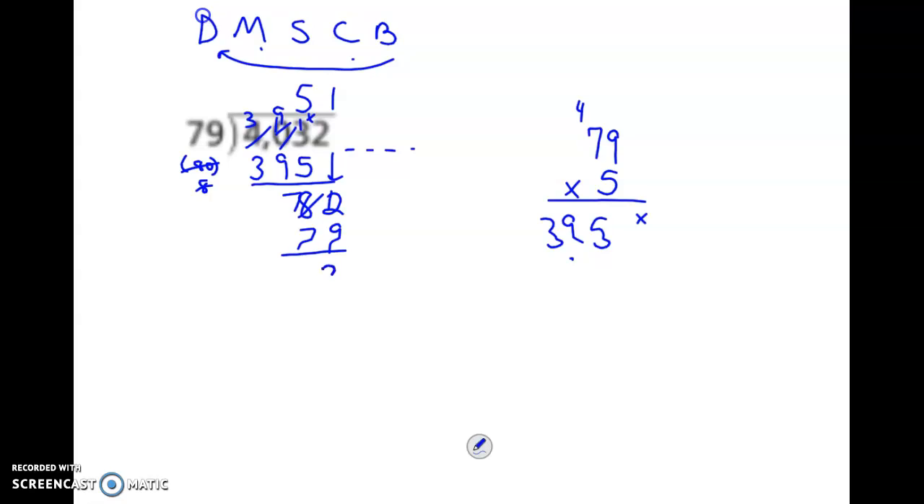12 minus 9 is 3. So that's my remainder. Okay, some of the kids that I work with down in the blue pod, they like to check their work on a calculator.